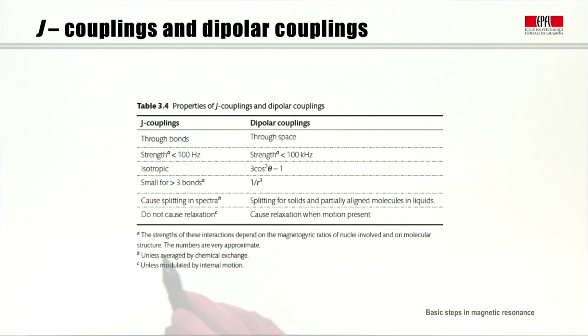There are some comments here. The strength of the interactions, both this and this, depend on the magnetogyric ratios. I call them gyromagnetic, but that's the same thing, and on the molecular structure. The numbers are very approximate, so this is just to guide the eye. They can be more complicated if there is chemical exchange going on, and one has to worry about internal motion.